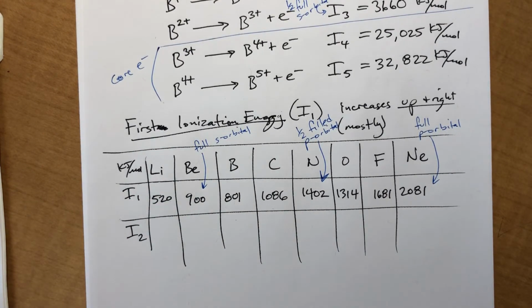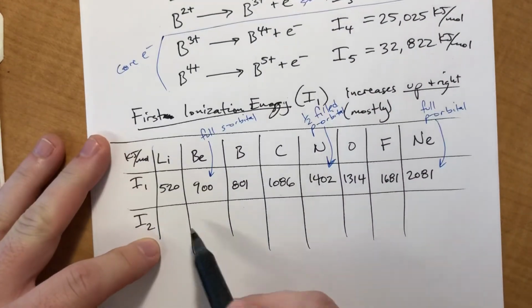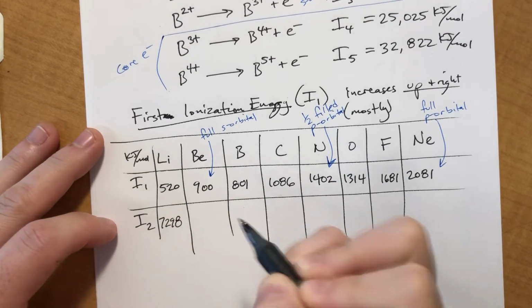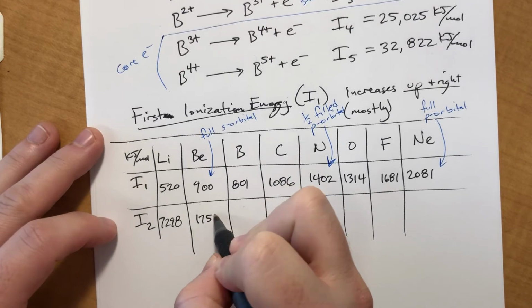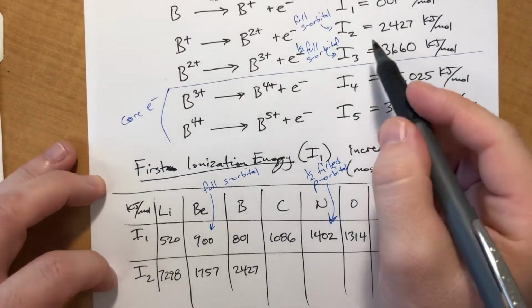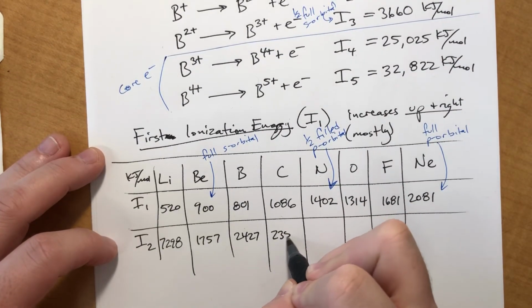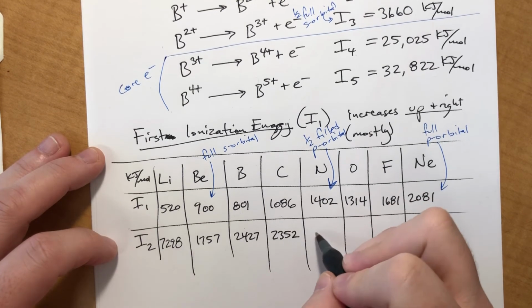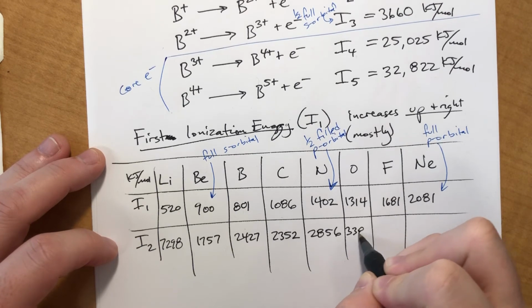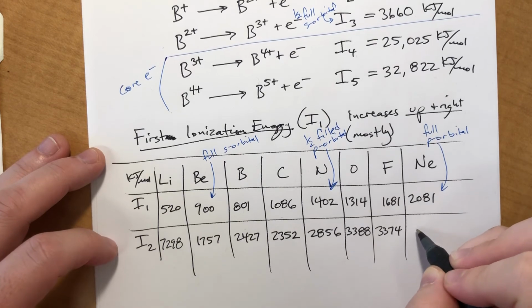Let's look at I2. The trend we saw up here is that when you go from I1 to I2, the numbers jump. So all of these numbers should be bigger than their relative I1 values. So this value is 7,298. This is 1757, 2427. We saw that one earlier, right there. Carbon is 2352, and 2856, 3388, 3374, and 3952.